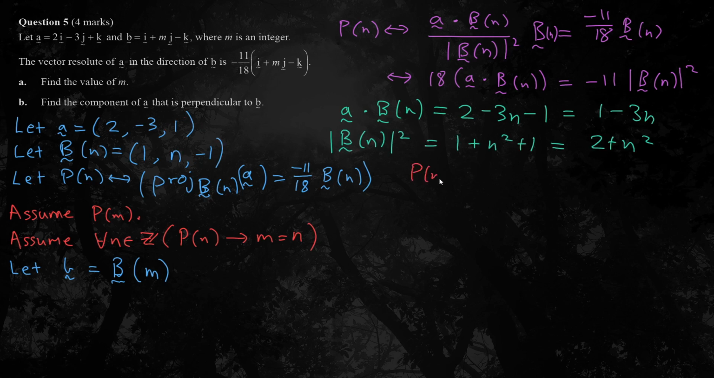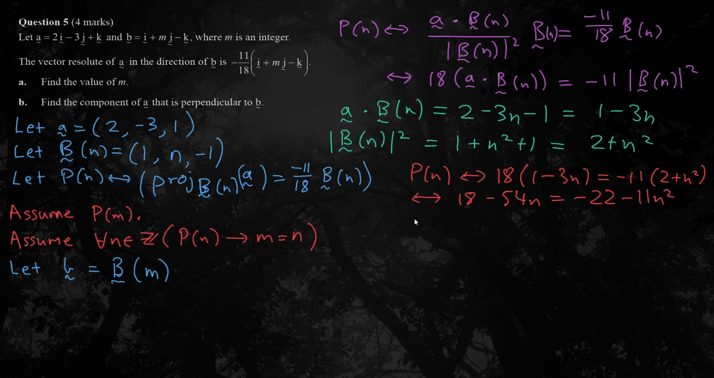Okay, so P of n is equivalent to 18 times (1 minus 3n) equals negative 11 times (2 plus n squared). And so you should be able to see that this is going to turn into a quadratic. So just expand this out on the left, expand out on the right. We'll put everything on the left-hand side. So we're going to get 11n squared minus 54n plus 40, and that equals 0.